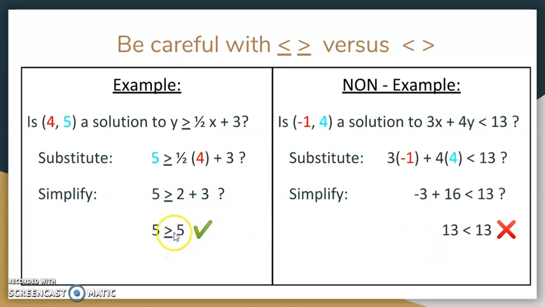So pay really close attention to an equal to, greater than or equal to, less than or equal to, and just greater than or less than signs.